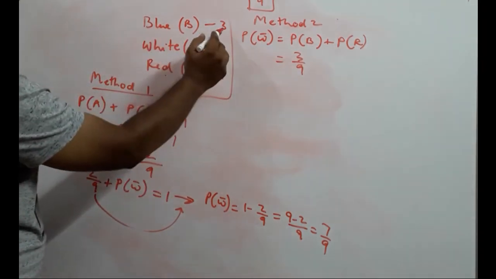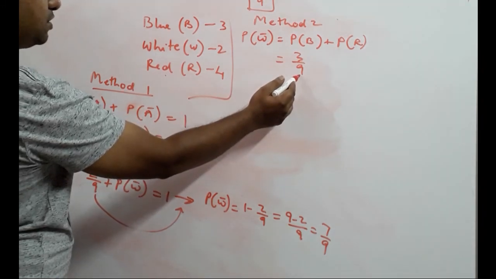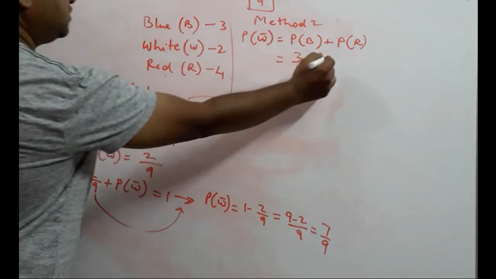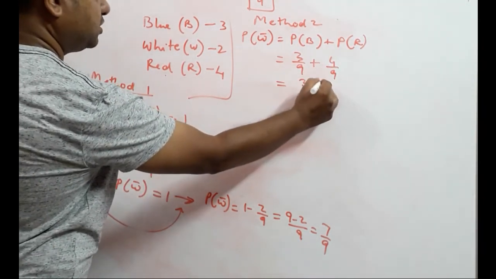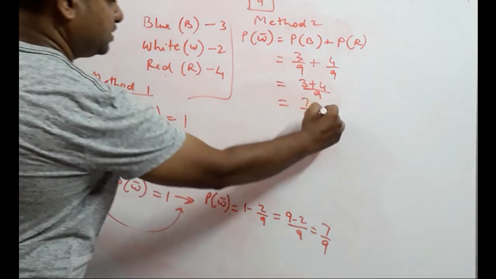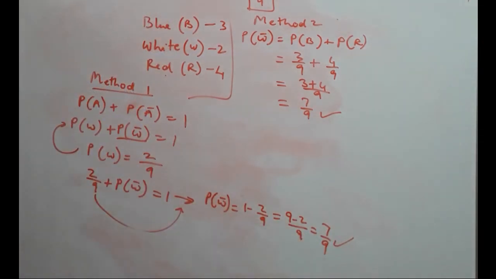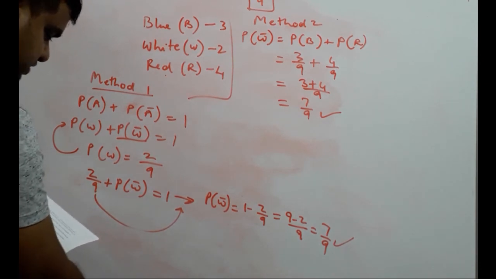So probability of getting a blue marble is what? 3 upon 9. Why 3 upon 9? Because there are 3 blue marbles, so favorable outcome is 3 and total number of outcomes is 9. And in case of red, it is 4 upon 9. Since the denominators are the same, we can put it down as 3 plus 4 upon 9, which is 7 upon 9. So if you notice, this and this are the same. So there are two ways of solving the same problem, both are correct. You can do it either way provided you reach the same answer.